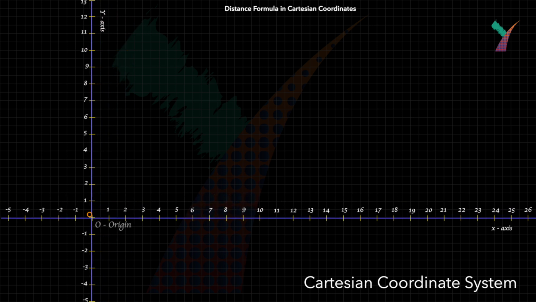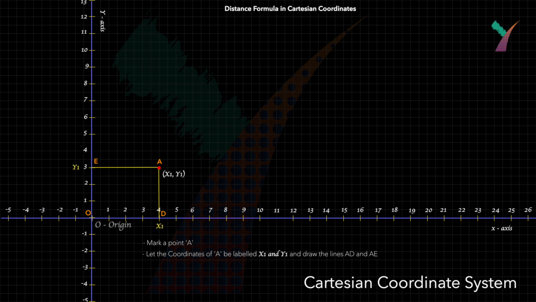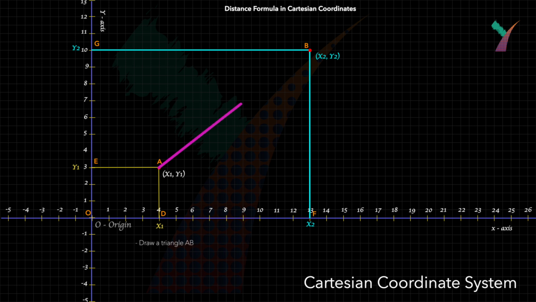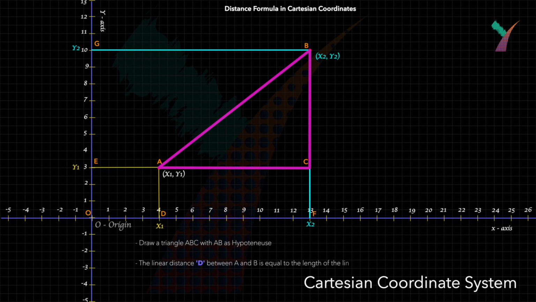First, I have marked a point A with coordinates x1 and y1. I have also drawn 2 perpendicular lines, one each to x-axis and y-axis, and marked them as D and E respectively. Next, I have marked another point B with coordinates x2 and y2 and drawn similar perpendicular lines to meet x and y axis at F and G respectively. Next, I will complete the triangle ABC. Note that the angle ACB is 90 degrees, that is a right angle, and ABC is a right angle triangle.